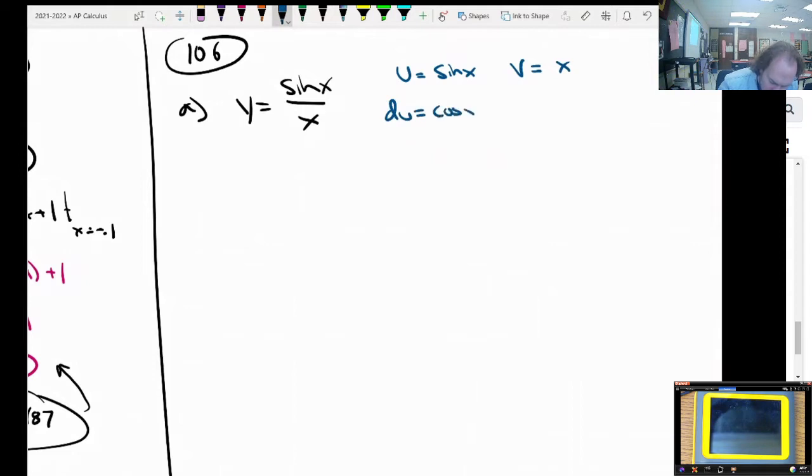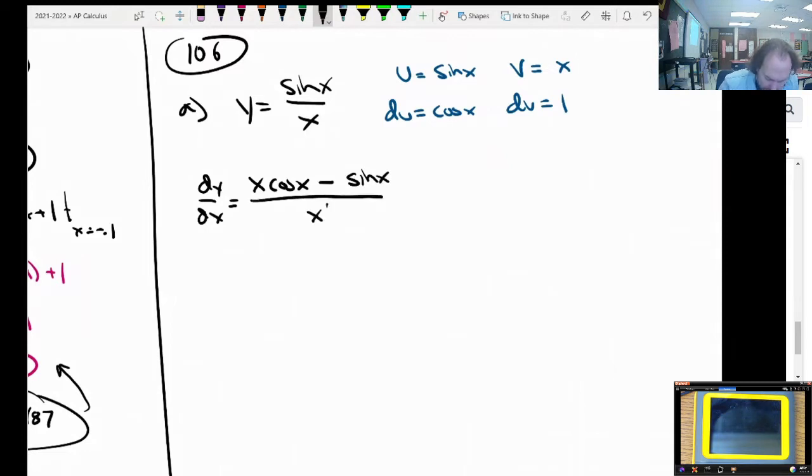Personally, I think it's a good idea right now to keep making this little chart to help you organize what's going on. The first derivative, dy/dx, is going to be the original bottom times the derivative of top, so x times the cosine of x, minus the original top times the derivative of bottom, so just sine of x, and that's all over x squared. That is the first derivative. We saw that as part of our work in class today.